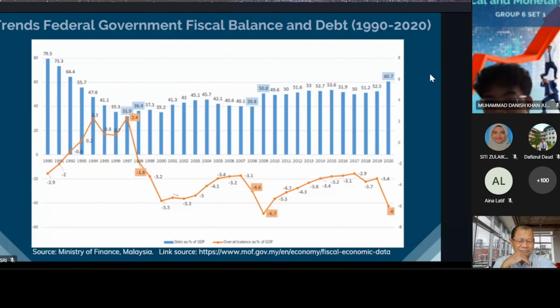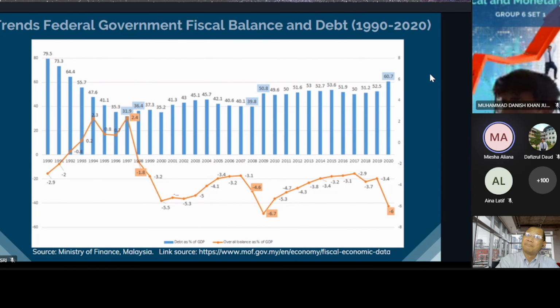Okay, next I will talk about the federal government fiscal and debt. The crisis has substantially impacted the government's fiscal position and debt level, where the government has been at the forefront in dealing with this challenge. Because of the Asian financial crisis that happened in 1997, the government needed to embark on an expansionary fiscal policy with the unveiling of a fiscal stimulus package worth 2 billion ringgit in July 1998.